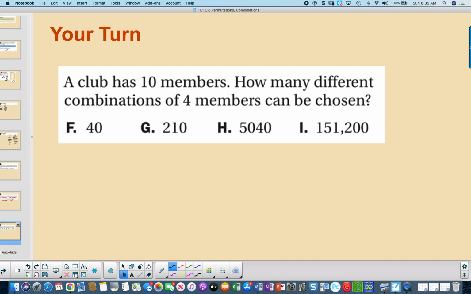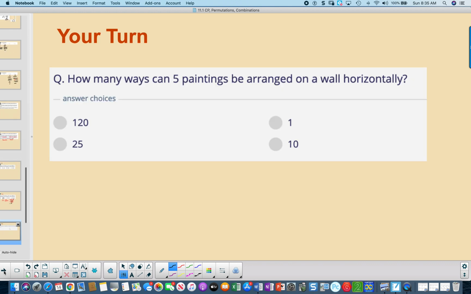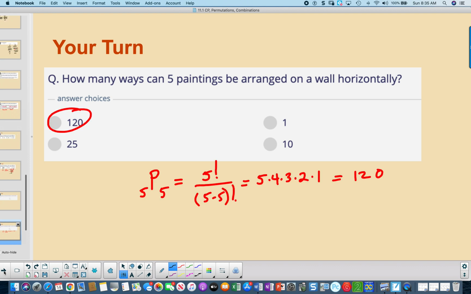Okay, your turn. Take a look at this problem and see if you can figure out the answer and what property we use. Pause. And here's the answer. Since order was not important, then we are just going to use a combination. Here's our last problem. Pause. And it is a permutation, because putting the paintings on the wall, order is important.